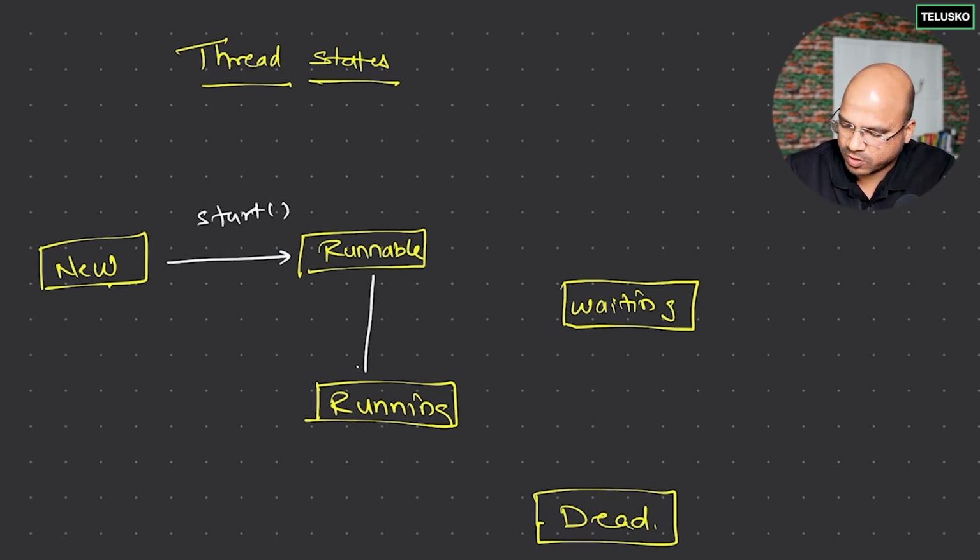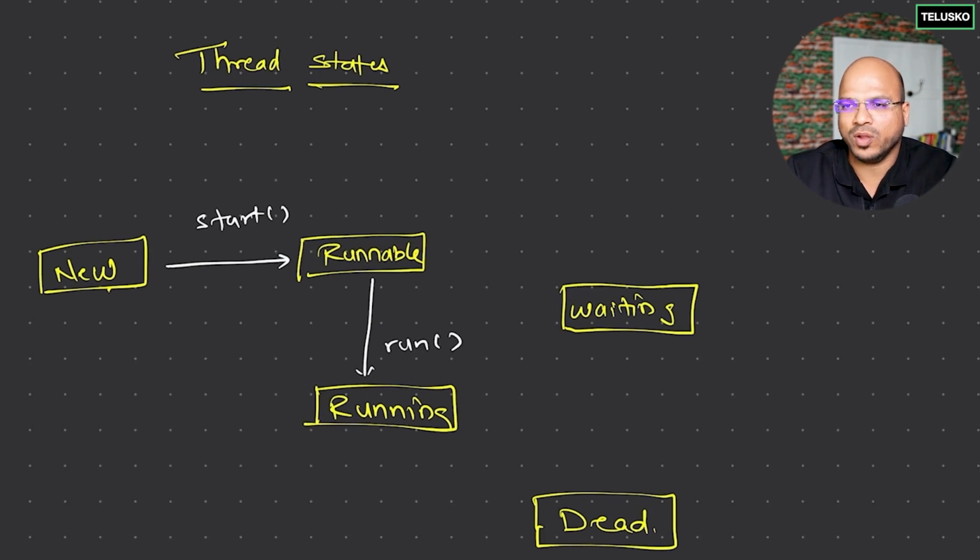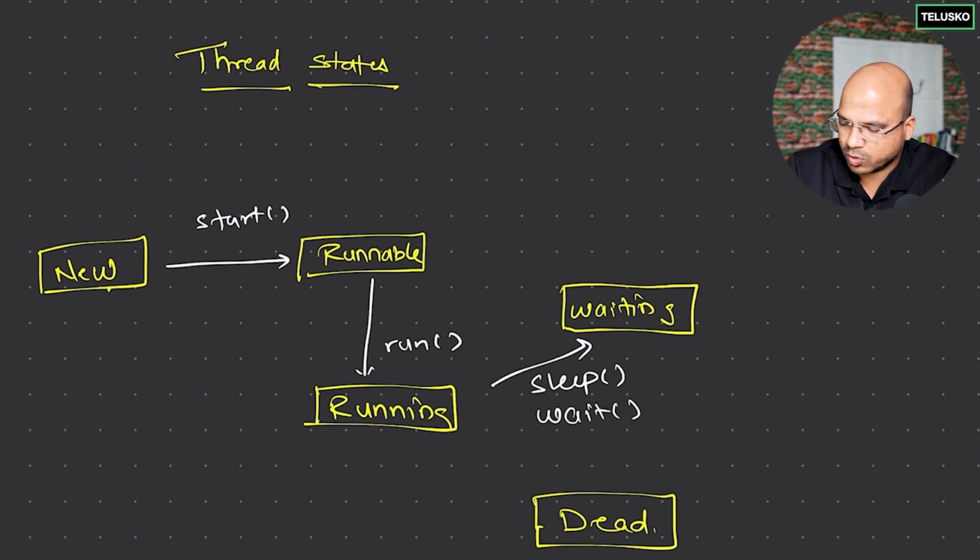For example, when your thread is running with the help of the run method, that is your running state. Now, what if while it is running you want to keep it on hold with the help of the sleep method? That goes into the waiting state. Apart from sleep, we also have a method like wait, which can make it go into the waiting state. So when your thread is in the running state, you can call wait, and wait will take it to the waiting state.